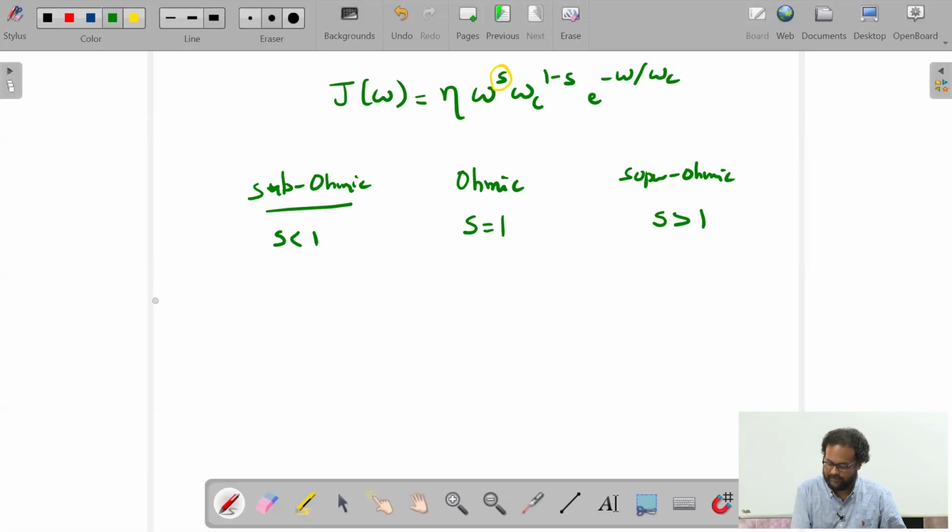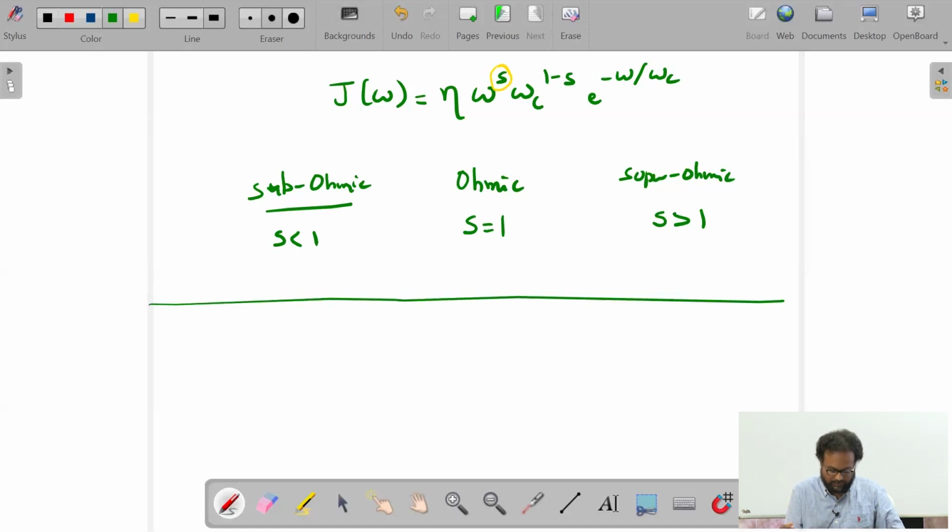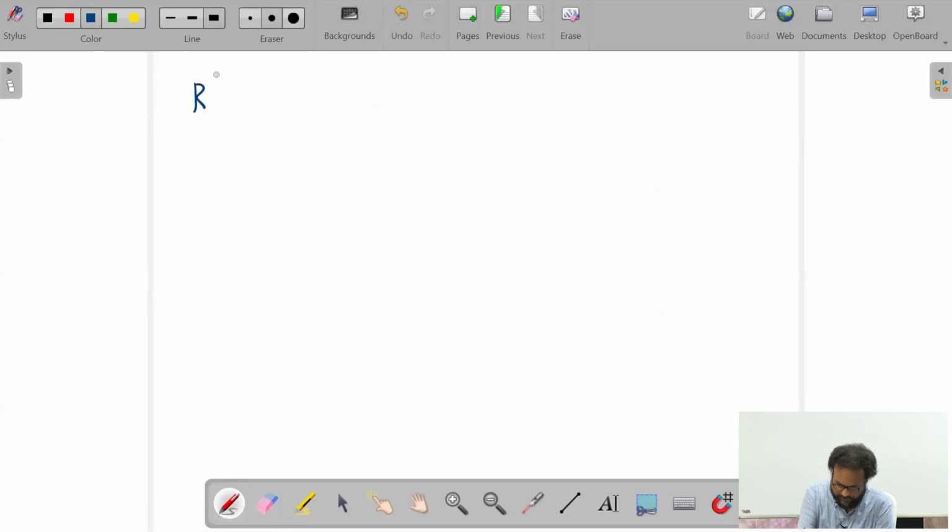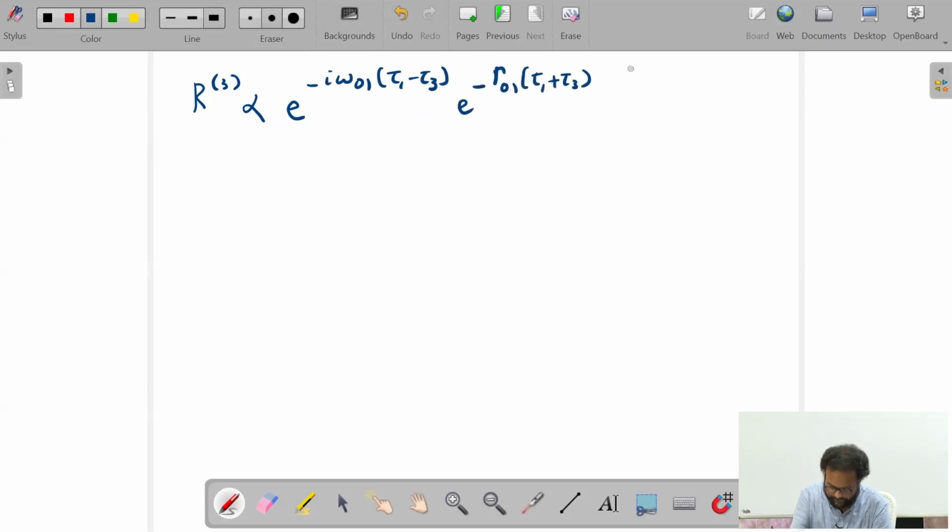So let's go back to 2-pulse photon echo with this understanding of different things. We're getting a microscopic picture of where the slow and fast fluctuations arise. Remember, the impulse response function for your photon echo, R3, is proportional to, I'm writing the final equation, e^(-iω01(τ1 - τ3)) e^(-Γ01(τ1 + τ3)) e^(-(τ1 + τ3)²Δ²/2).